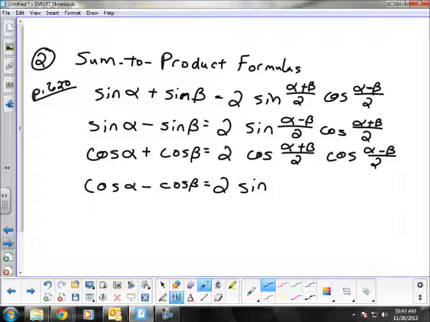And it's a negative. Negative 2 times the sine of alpha plus beta divided by 2 times the sine of alpha minus beta divided by 2. Those are your 8 formulas. Again, like I say, if you'll put these all down on the one page and then use this page while you're doing the homework.